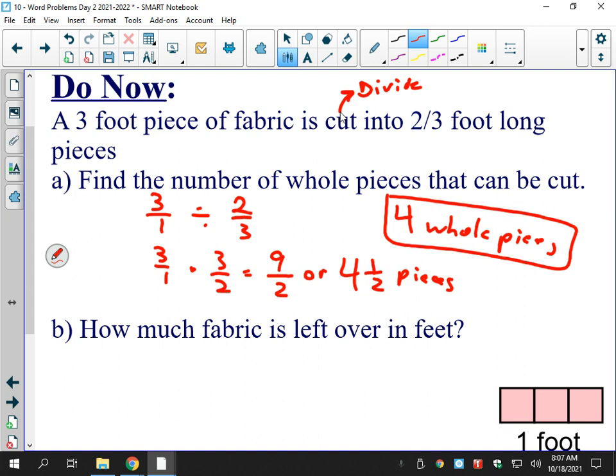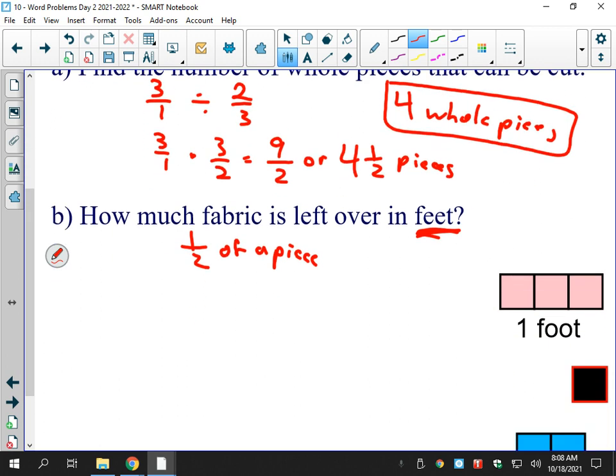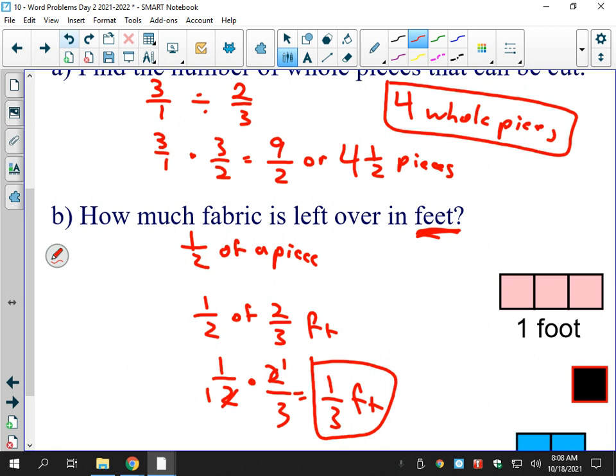Okay. Part B, how much fabric is left over in feet? In A, we figured out how many pieces, that we have a half of a piece. And we know that each little piece is 2/3 of a foot long. So we have half of 2/3. And I think this one's a little intuitive. We can say, oh, that's going to be 1/3, right? So really operationally, we're multiplying here. We're going to cross cancel, and we get 1/3 of a foot left over.